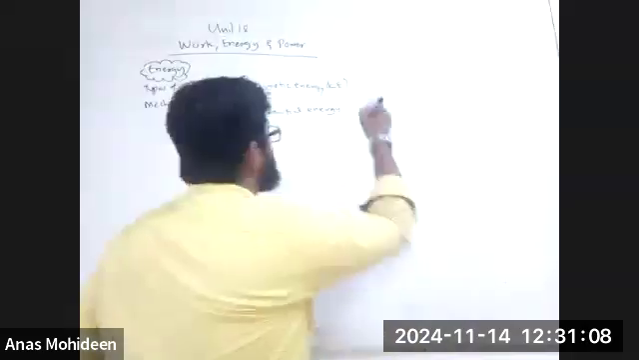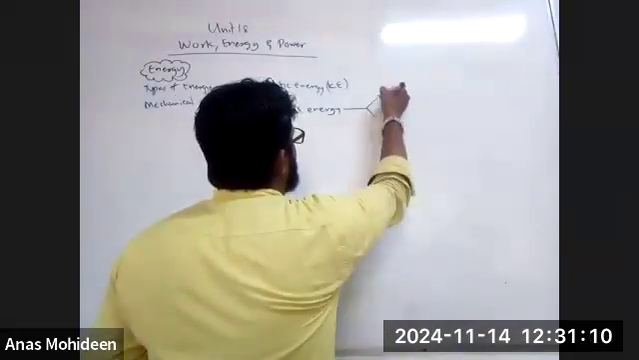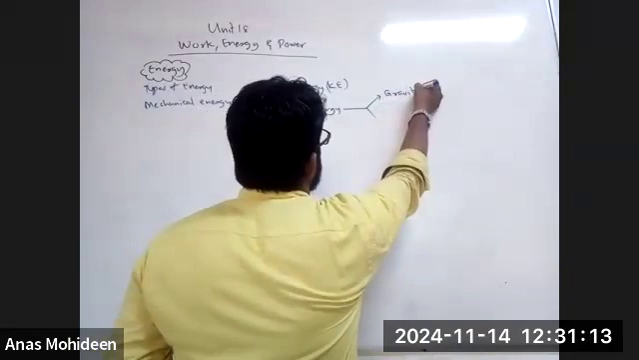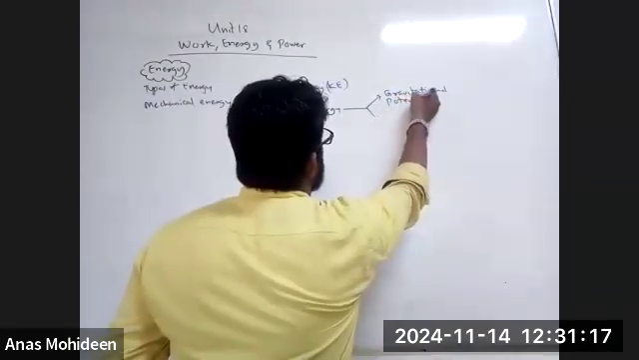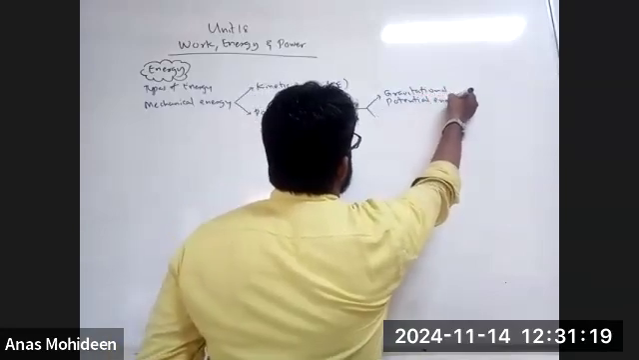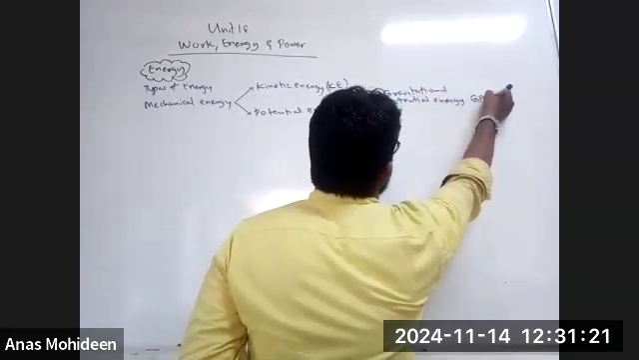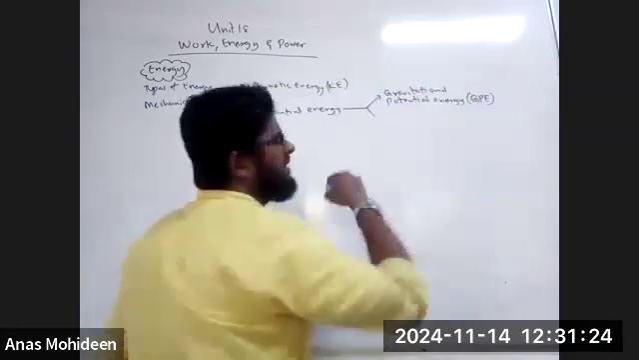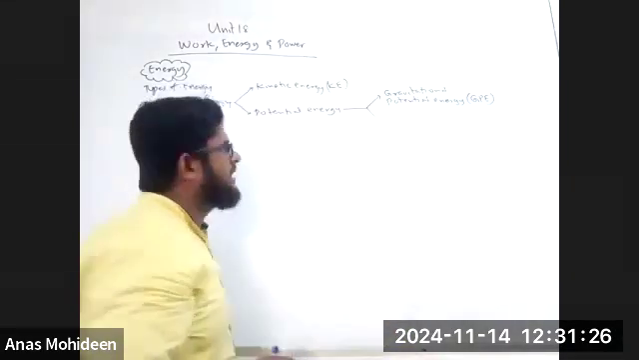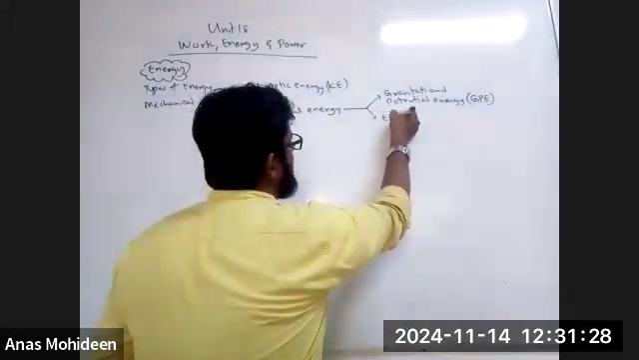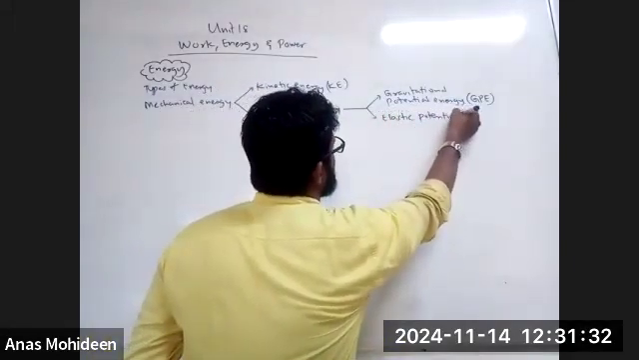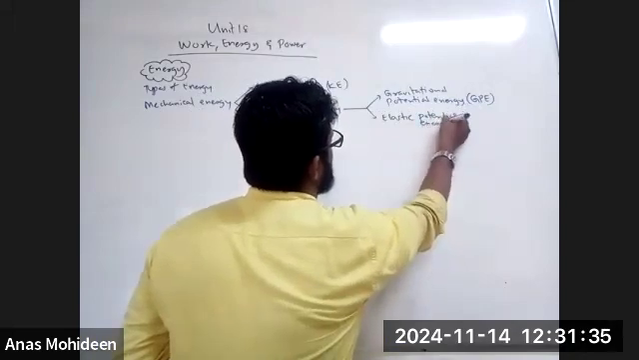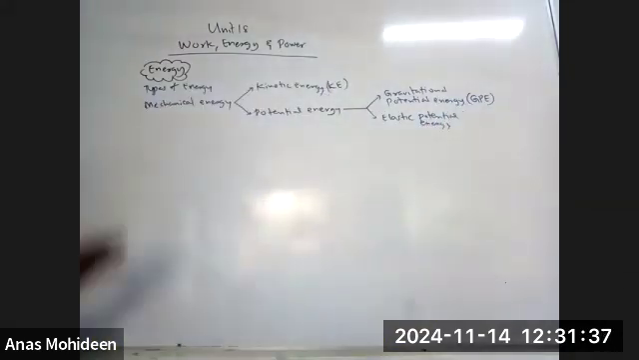So two types of potential energies are there. What are the two types? One is called gravitational potential energy. We term it as GPE or as EP, and the other one is called elastic potential energy. So this is about the mechanical energy.